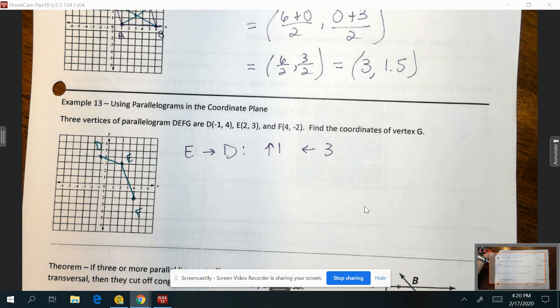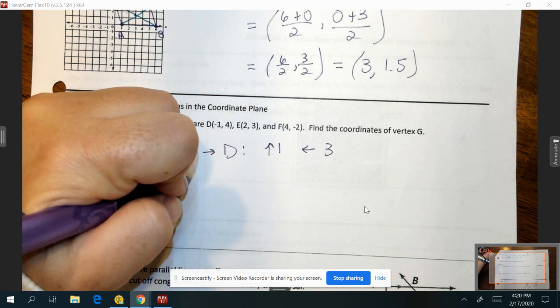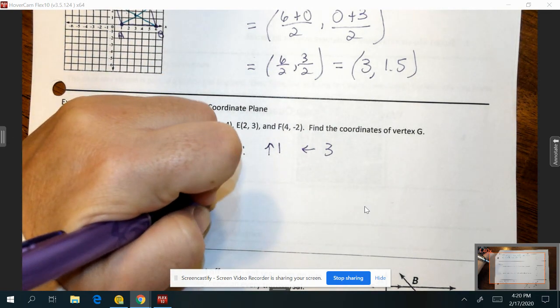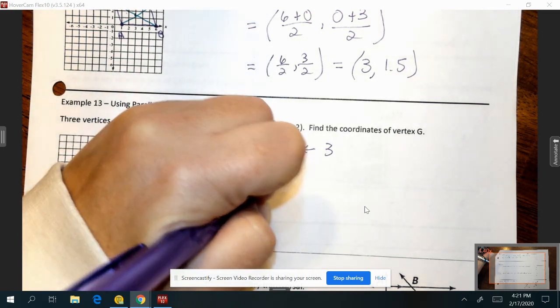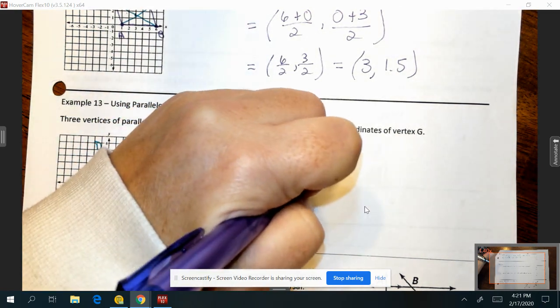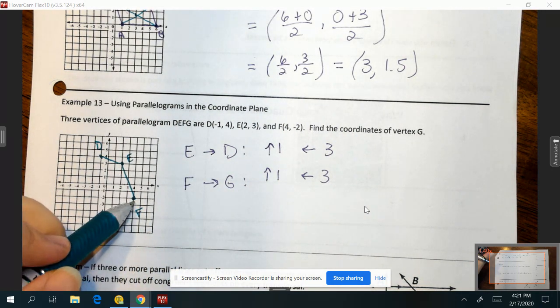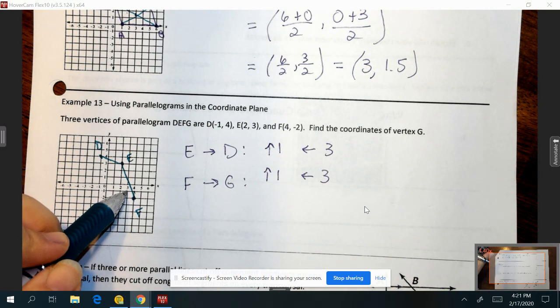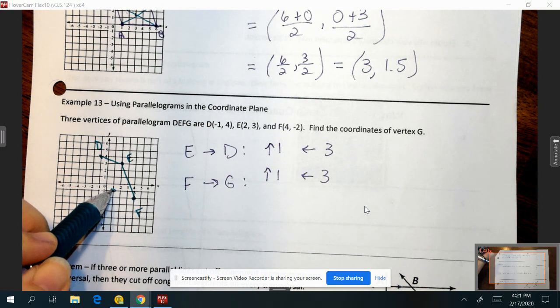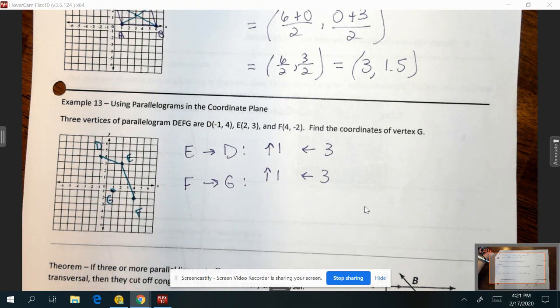Okay, so to go from F to G, you do the same thing. You'd go up 1 and backwards 3 because it's parallel. So from F to G, F is here, so I'd go up 1, backwards 3. 1, 2, 3, and I'd end up right here. So that's got to be where G is.